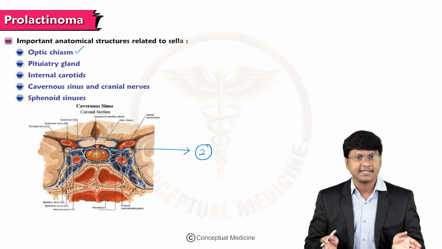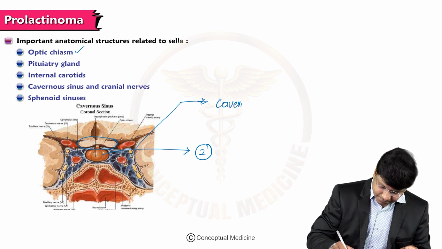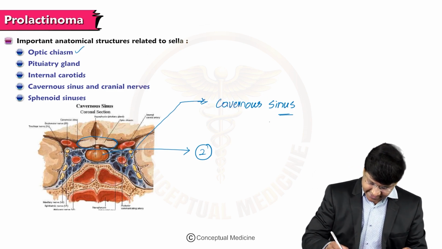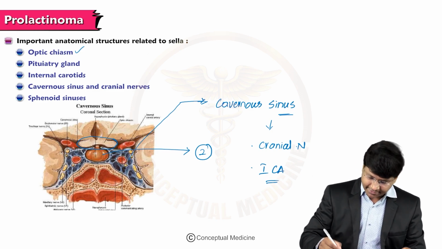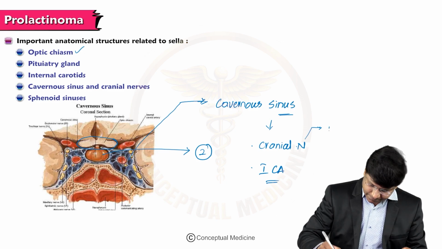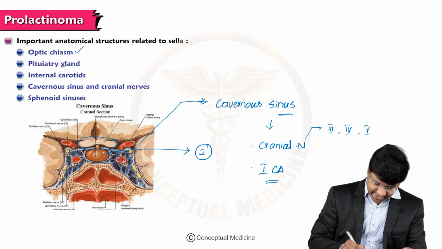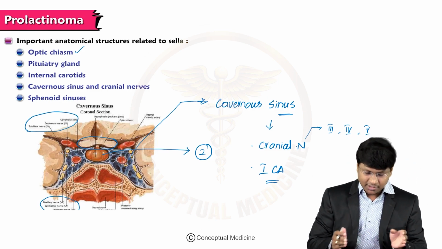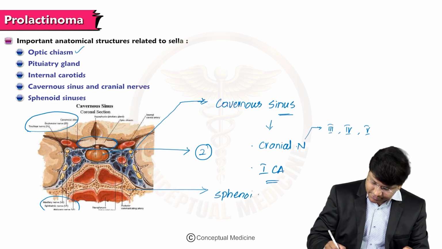And surrounding the sella turcica, you have the cavernous sinus. Within this cavernous sinus, you have the cranial nerves as well as the internal carotid artery. These cranial nerves include 3, 4 and 5. These are the cranial nerves present on the lateral wall of the cavernous sinuses, and whenever the pituitary gland is enlarging, it can cause compression on the surrounding structures. You also have the sphenoid sinuses. So these are the surrounding structures around the sella.